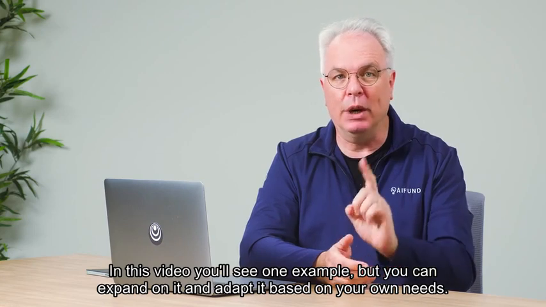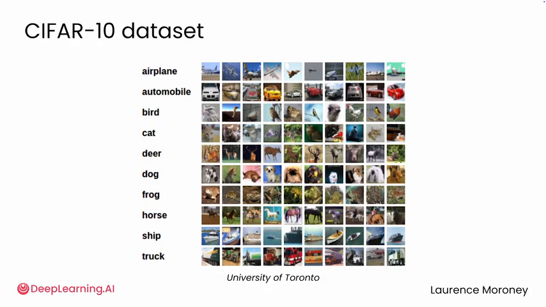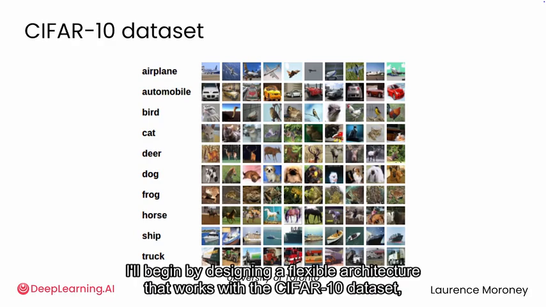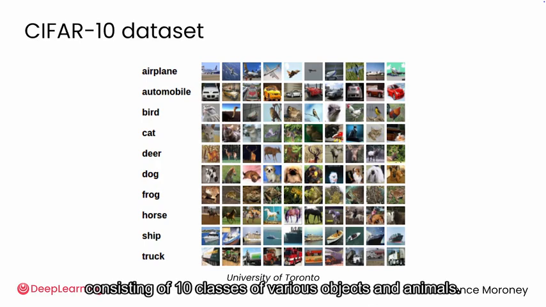In this video, you'll see one example, but you can expand on it and adapt it based on your own needs. I'll begin by designing a flexible architecture that works with the CIFAR-10 dataset, which, as you may recall, is an image dataset consisting of 10 classes of various objects and animals.